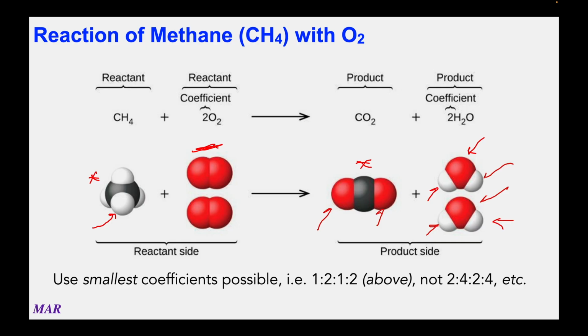Chemists always want to use the smallest coefficients possible. So math people out there will realize that instead of a 1:1:2 ratio, 1 methane, 2 oxygens to make 1 carbon dioxide and 2 waters, you could also have 2:4:2:4. 2 methanes for every 4 oxygens make 2 CO2s and 4 waters. But in a balanced reaction, chemists always use the smallest whole numbers, all right? Don't go to fractions, but smallest whole numbers are always the way to go when it comes to chemistry.